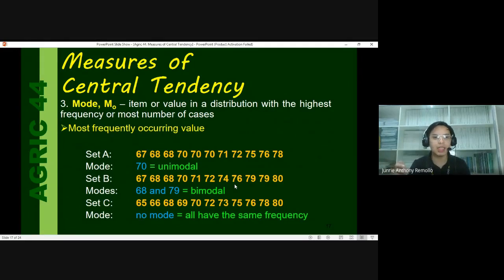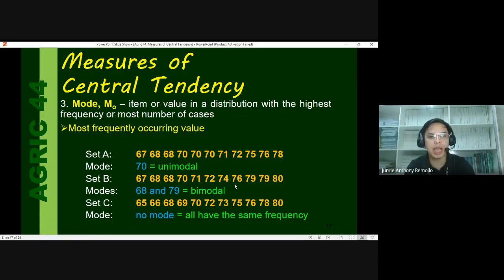Okay, and the third one is the mode. It is the item or value in a distribution with the highest frequency or the most number of cases. So the catch is you could just pinpoint the most frequently occurring value. And there are different types of mode.